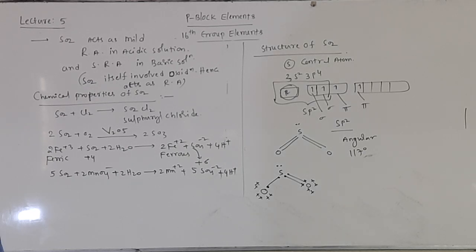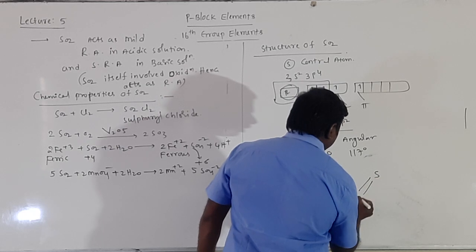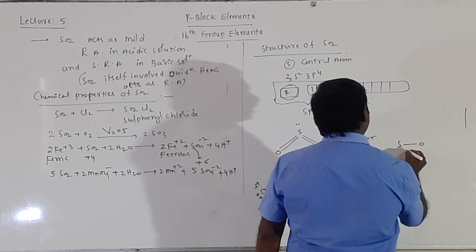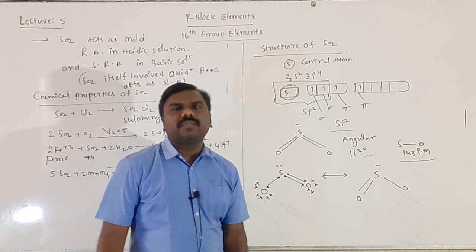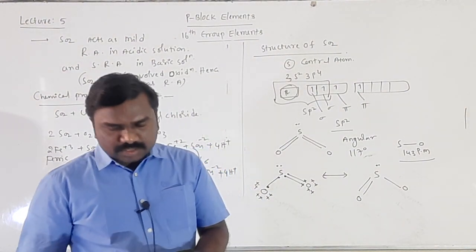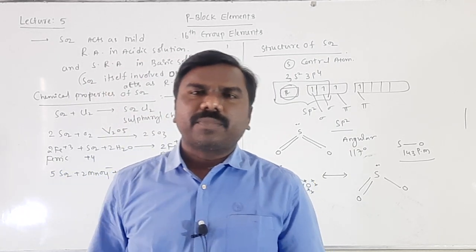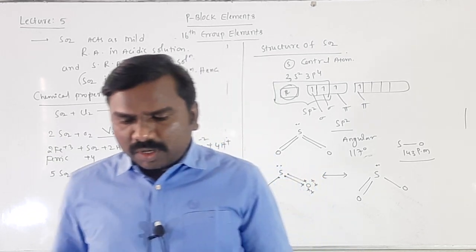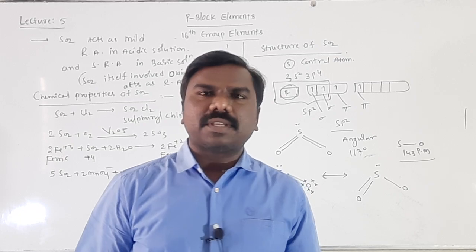Afterwards, the bond length is 143 picometers. So it can be written as S double bond O. SO bond length is 143 picometers. These two are the resonating structures of sulfur dioxide. Uses of sulfur dioxide: it is used to prepare many chemicals like sulfuric acid, sulfur trioxide, used in the petroleum industry, as an anti-chlor, disinfectant, many uses are there, I'll write.